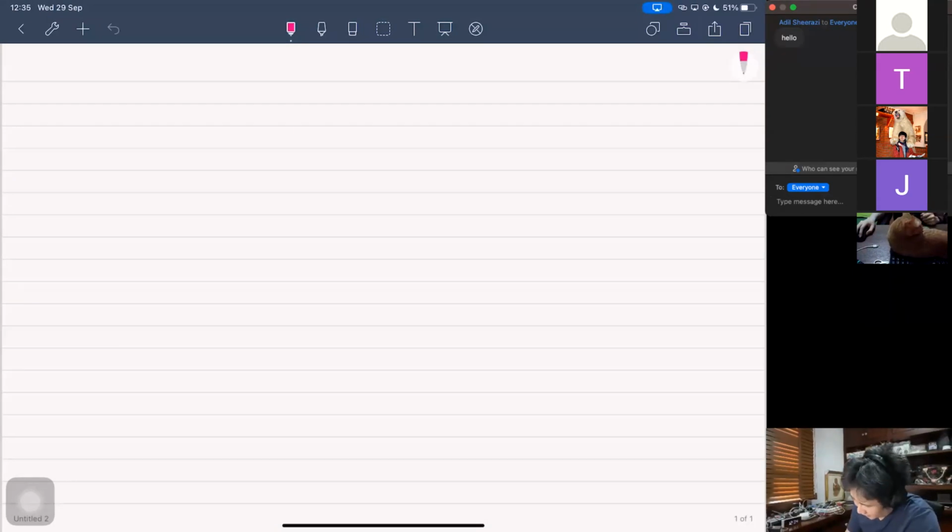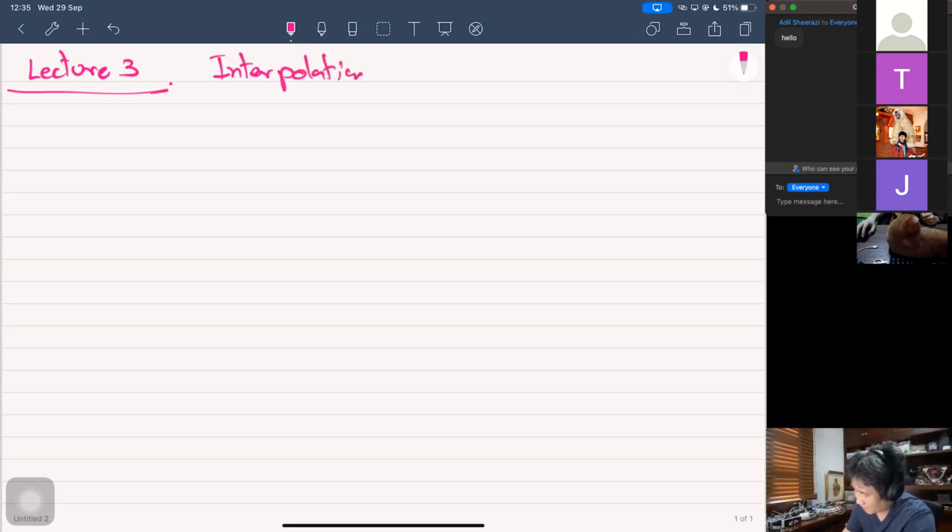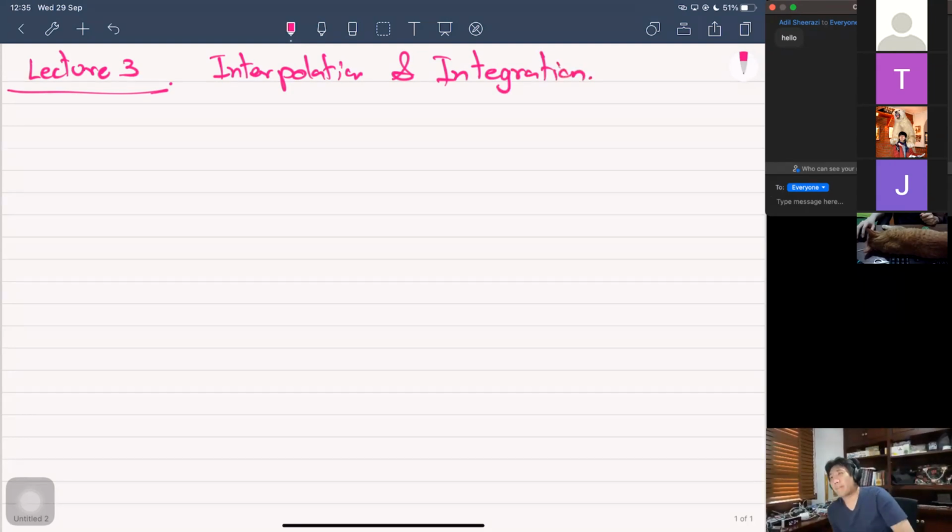So this is lecture 3. Today we're gonna learn a little bit more about how to get the computer to do cool things, which is interpolation and integration. They are actually very, very closely related. Let's do interpolation first.